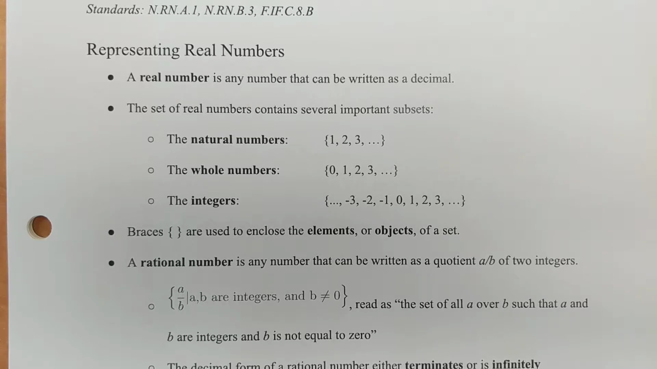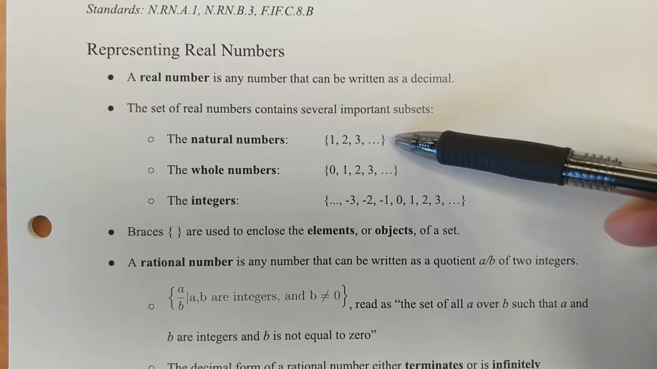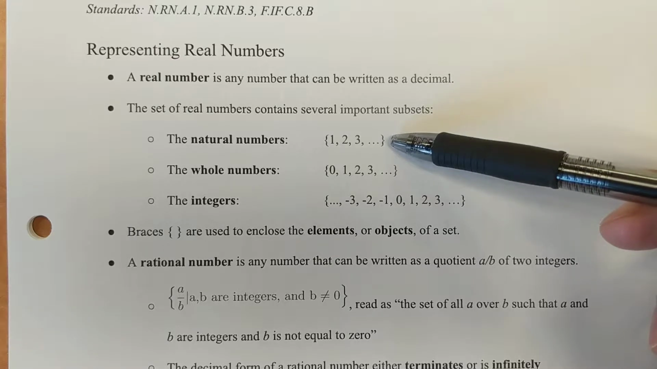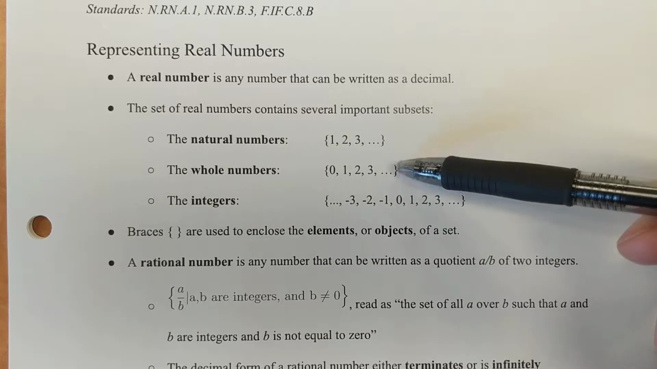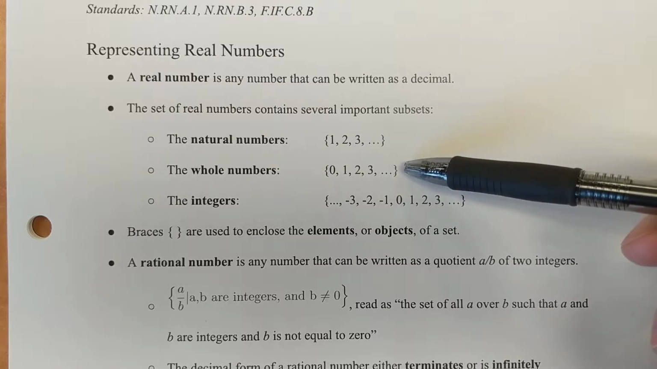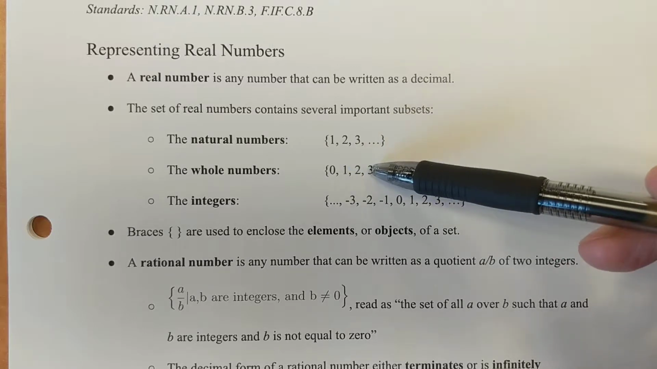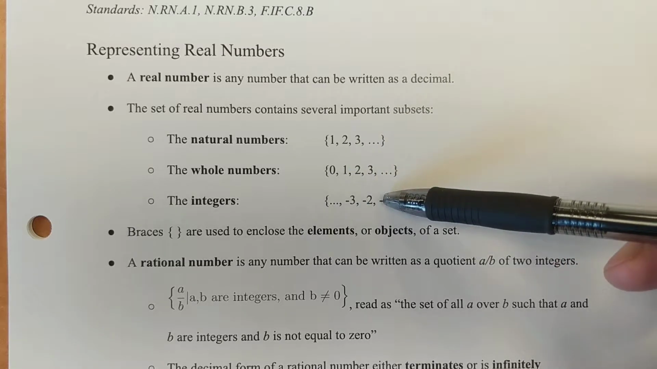Now those numbers can be broken down into smaller groups. So you have the natural numbers, which are the numbers 1, 2, 3. These are sometimes referred to as the counting numbers. You have the whole numbers, which adds 0 to the group above it, and then you have the integers, which adds the negatives to the group above that. So the natural numbers are the smallest group. When you add 0, you get the whole numbers. When you add the negatives, you get the integers.